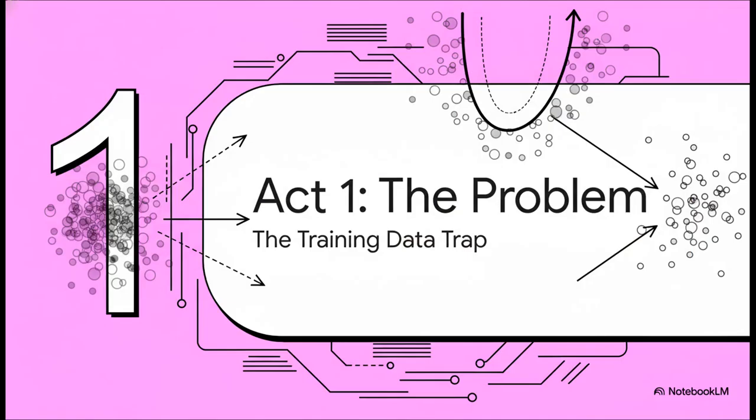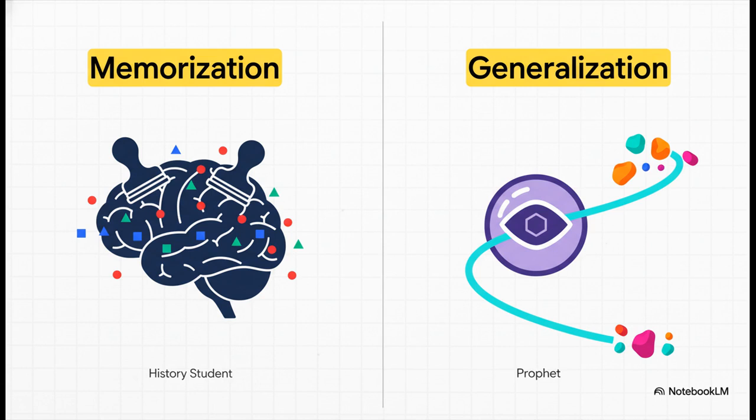And that brings us right into Act 1, the problem. I like to call this the training data trap. It is so tempting to just obsess over how well your model performs on the data you have, but trust me, that is a huge mistake. See, the real goal here isn't to build a model that's just a great history student, one that can perfectly memorize every single fact you show it. No, we need a model that's more like a prophet, one that can generalize from what it's seen to accurately predict the future on data it has never encountered before. A model that only memorizes is, for all intents and purposes, completely useless.